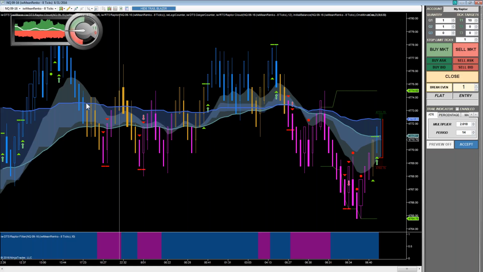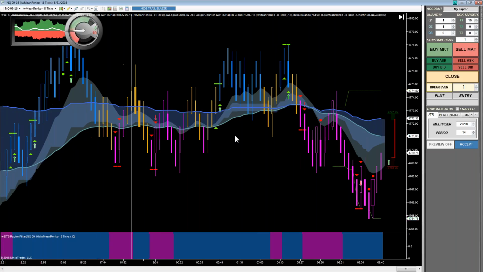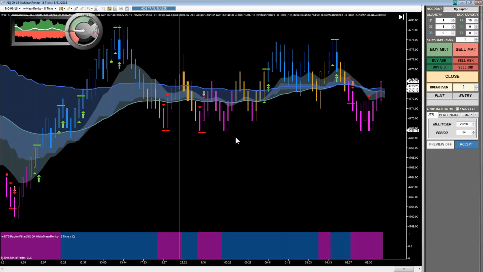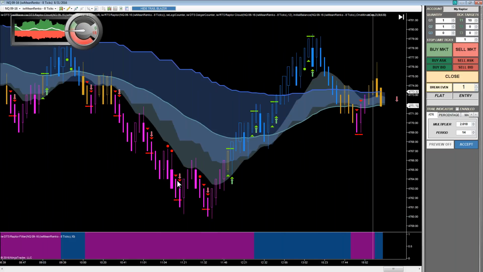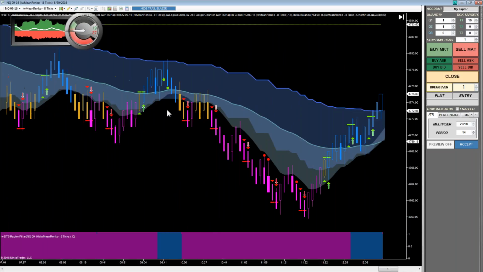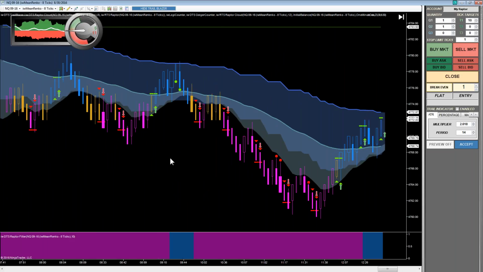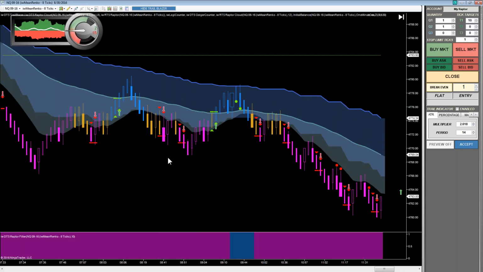The first question people usually ask is, can I change the bar color? Yeah, you can change the bar color. You can see we've borrowed here from the Eagle. It's got the Eagle cloud. The way the bar colors print and the signal generation borrows heavily from the Falcon.